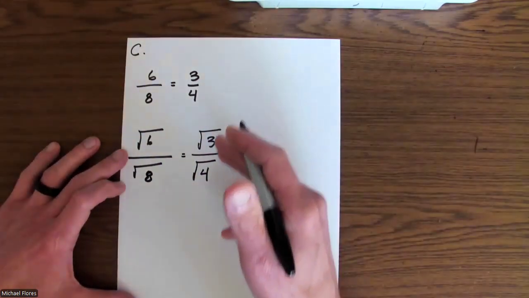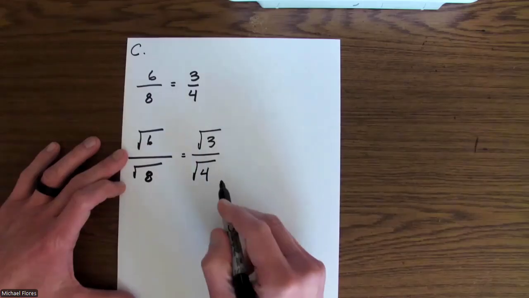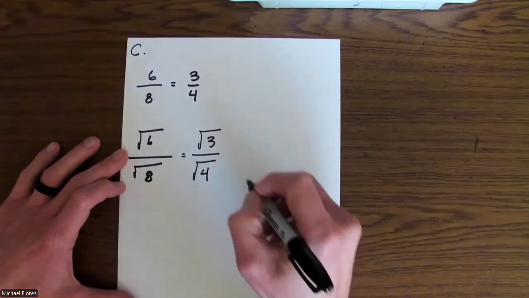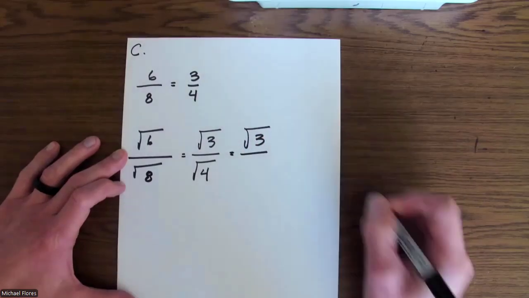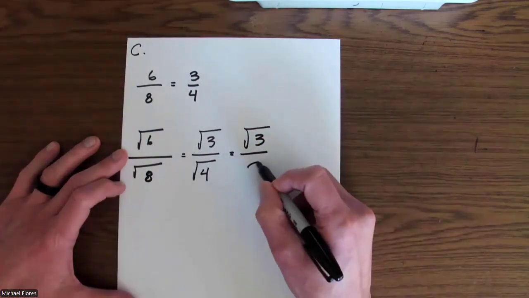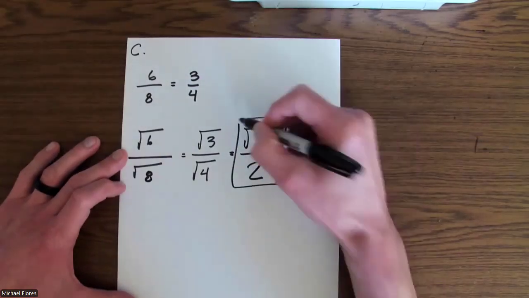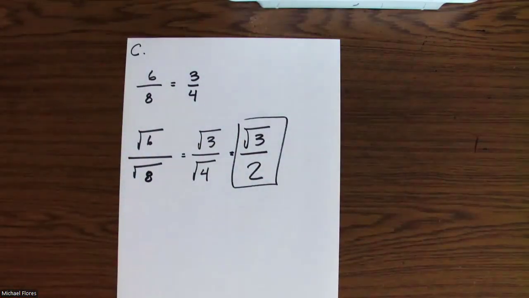Now we have the square root of 3 over the square root of 4. And before you start multiplying the top and bottom of this fraction by the square root of 4, this is where knowing perfect squares comes in handy. The square root of 4 is 2. So we didn't even need to do any multiplying for that problem.